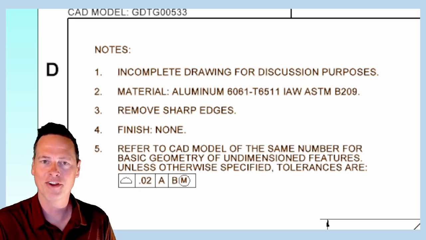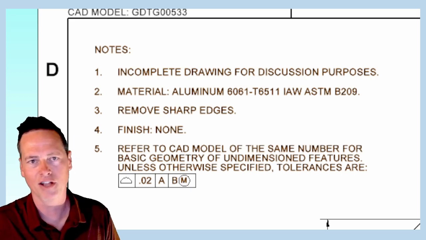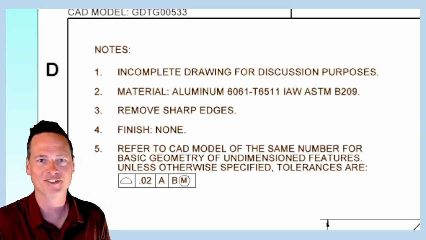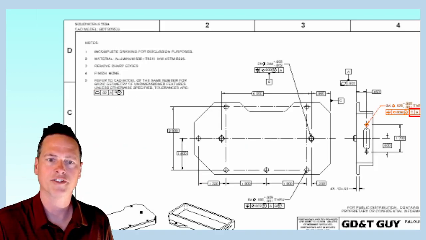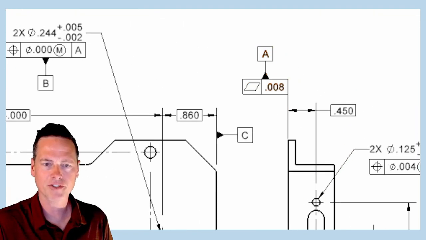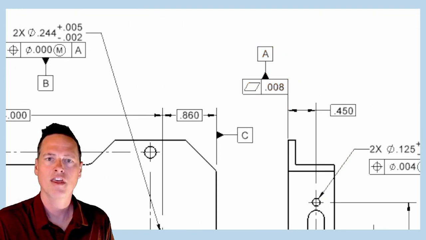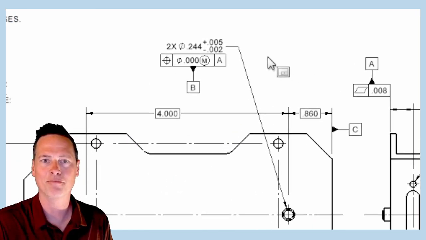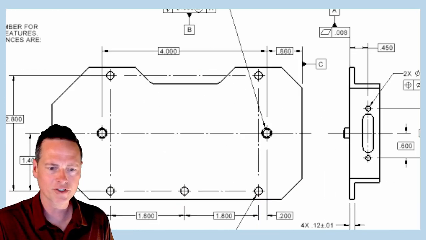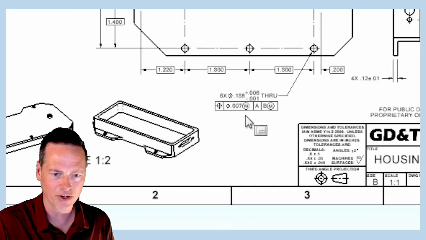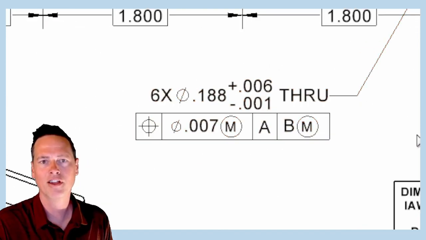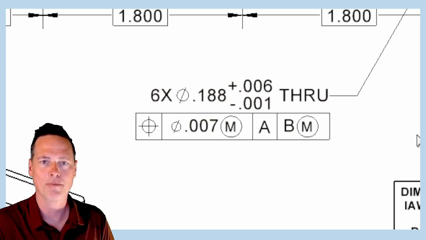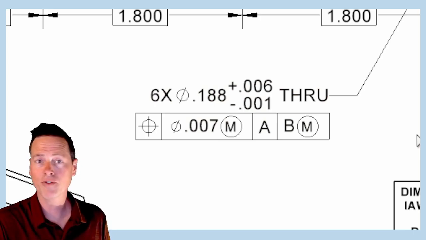And my note 5 here applies a profile tolerance to all the unspecified features. This is pretty common on drawings these days. Okay, so our large flat mounting surface here, we're going to call the datum A feature. And then this pattern of two cylindrical bosses, we're going to call the datum B feature. The screw clearance holes that hold this thing down are going to reference datum A primary and datum B secondary at MMB. All right, so far so good.